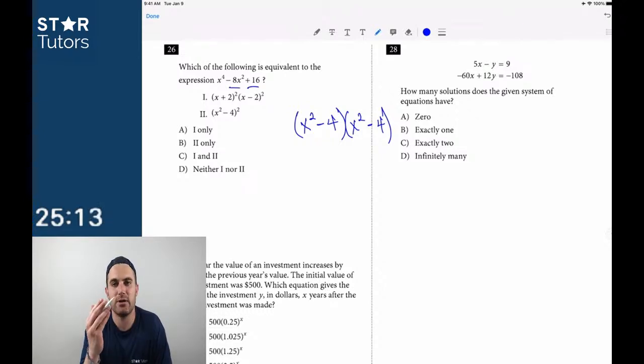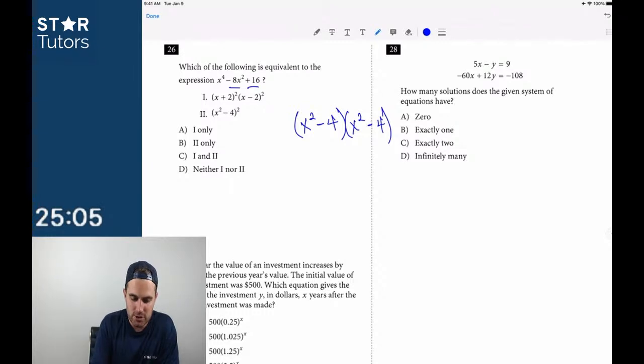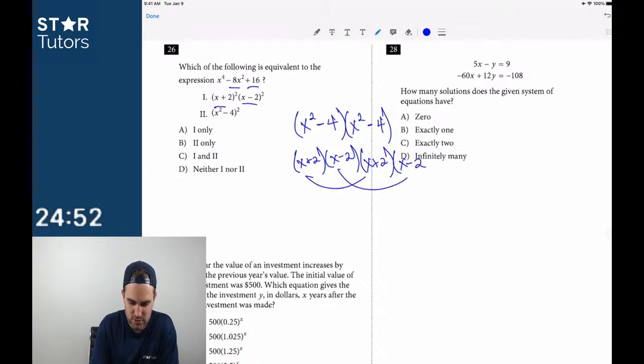It's just like factoring an x. If it was x squared minus 8x plus 16, and it was just x squared instead of the x to the 4th, it should be good. So then here we get x plus 2 times x minus 2. And here we get x plus 2 times x minus 2. So this is definitely right, because we have 2 of these and 2 of these. So it's definitely 1. So it's not D, and it's not B.